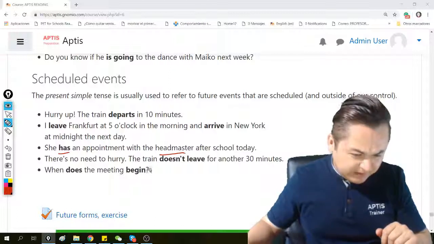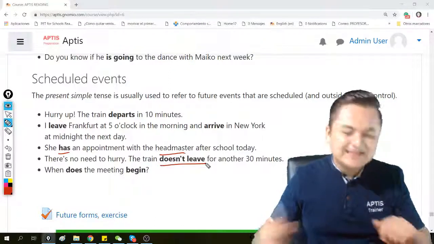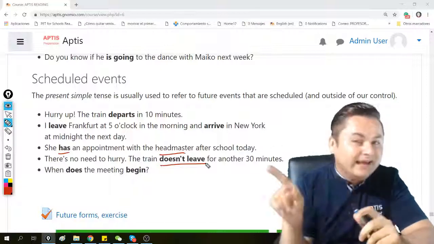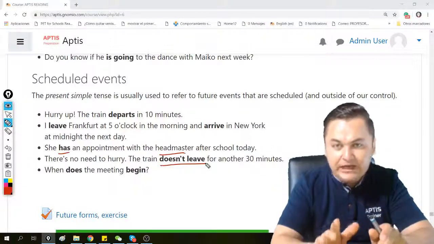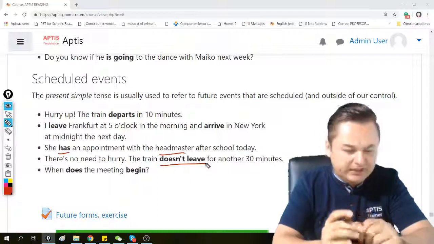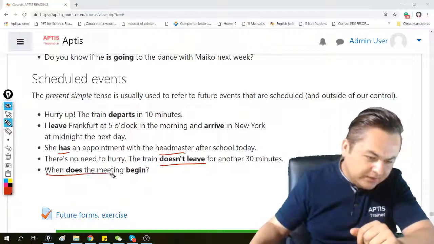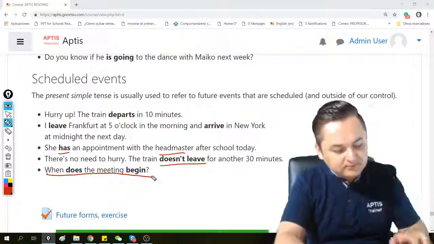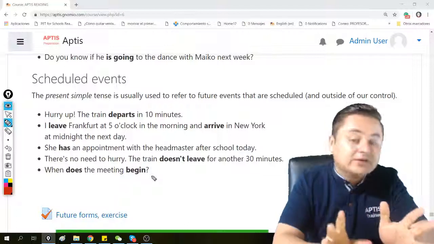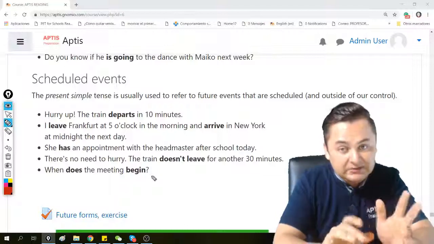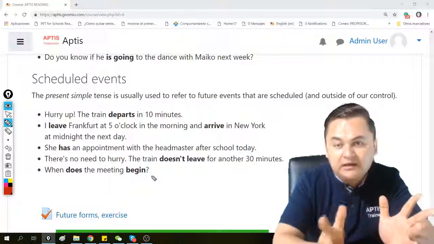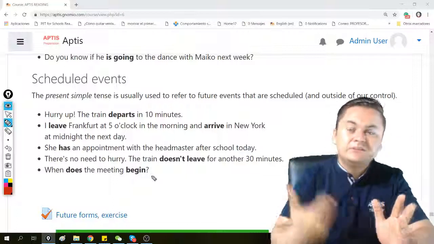There's no need to hurry. The next train doesn't leave for another 30 minutes, meaning they have planned this to happen and we are going to adjust to this plan. Finally, when does the meeting begin? Somebody planned for the meeting to begin. I don't know because it hasn't started yet. It hasn't begun. So all I'm saying is that when does this meeting begin? Meaning I'm using the simple present.